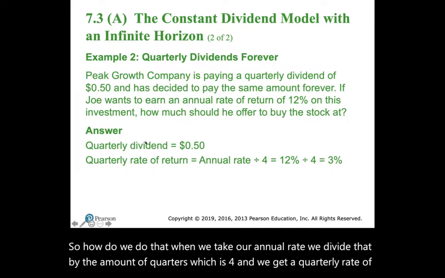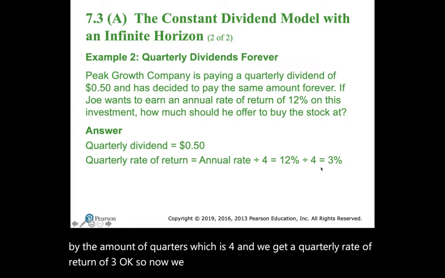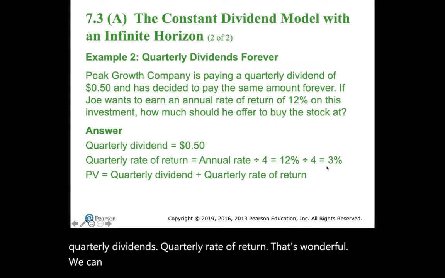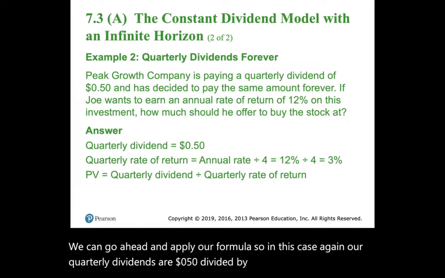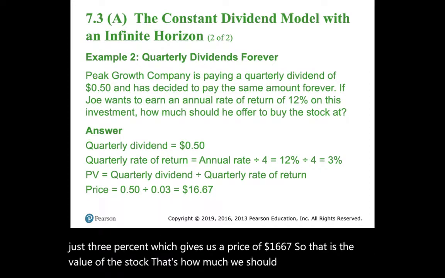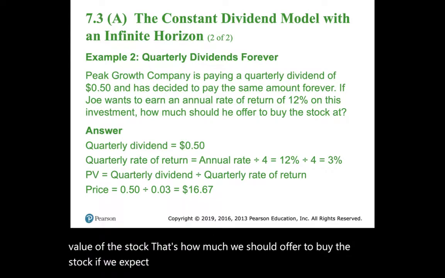Okay, so now we actually have quarterly dividends and a quarterly rate of return. That's wonderful. We can go ahead and apply our formula. In this case, again, our quarterly dividends are 50 cents divided by our quarterly rate of return, which is 3%, which gives us a price of $16.67. So that is the value of the stock. That's how much we should offer to buy the stock if we expect to get a return of 12%.